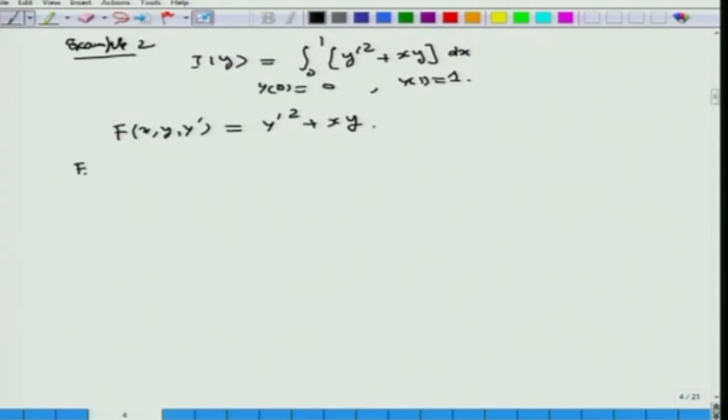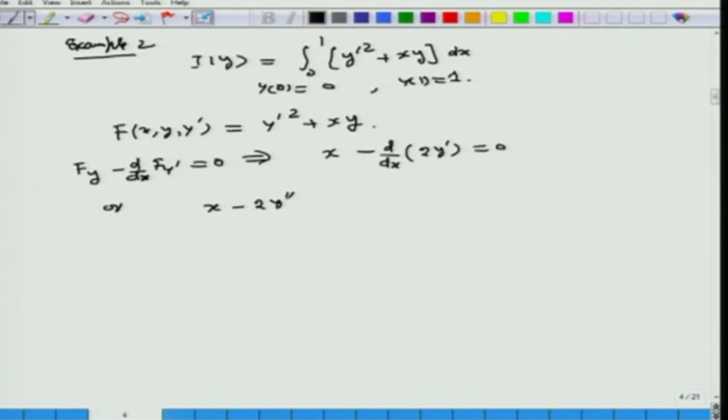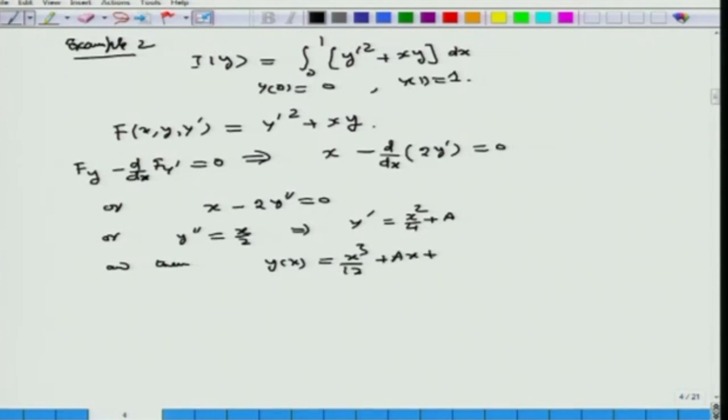And so, Euler's equation f_y minus d/dx of f_y prime equal to 0 implies f_y is x here, minus d/dx of 2 y prime equal to 0, or x minus 2 y double prime equal to 0, or y double prime equal to x by 2. So, this implies y prime equal to x square by 4 plus a, and then y(x) equal to x cube by 12 plus a x plus b. Now, these a and b are to be determined using the given conditions.